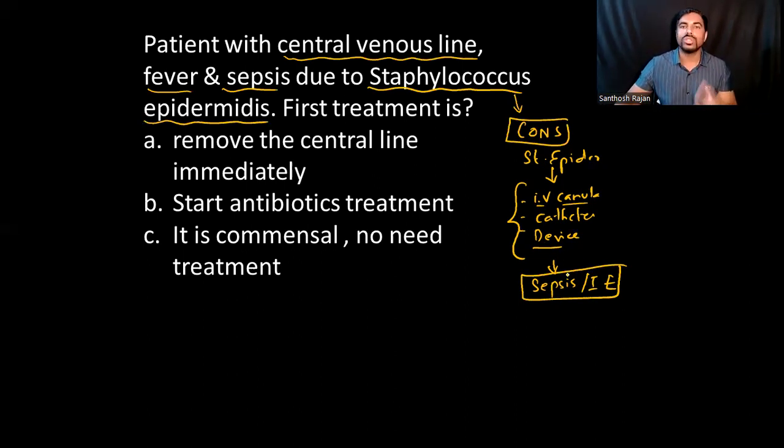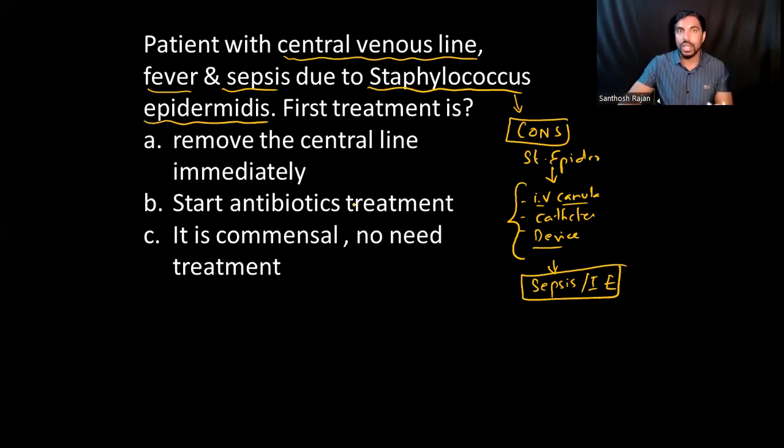That's really dangerous. So imagine a patient is having a central line and you get a blood culture showing Staphylococcus epidermidis, and I'm already saying it is very dangerous because it causes sepsis and infective endocarditis, and you have to treat it. So what do you do first? They said remove the central line immediately, start the antibiotic treatment.